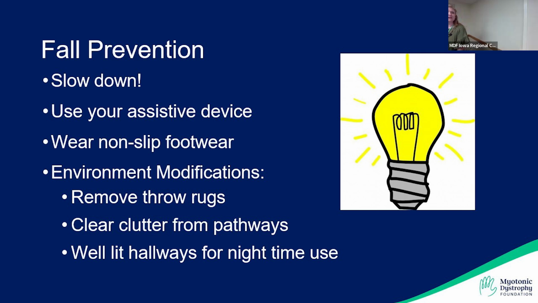And then some basic environment modifications can be to get rid of throw rugs or any type of clutter on the floor. You just want to make sure you have clear pathways, not just for you, but also for that assistive device if you use one. And then make sure you have well-lit hallways for nighttime use. Even a simple nightlight in the hallway to get to and from the bathroom, even if it's your familiar route, because you never know if somebody dropped something in the hallway that you weren't aware of.